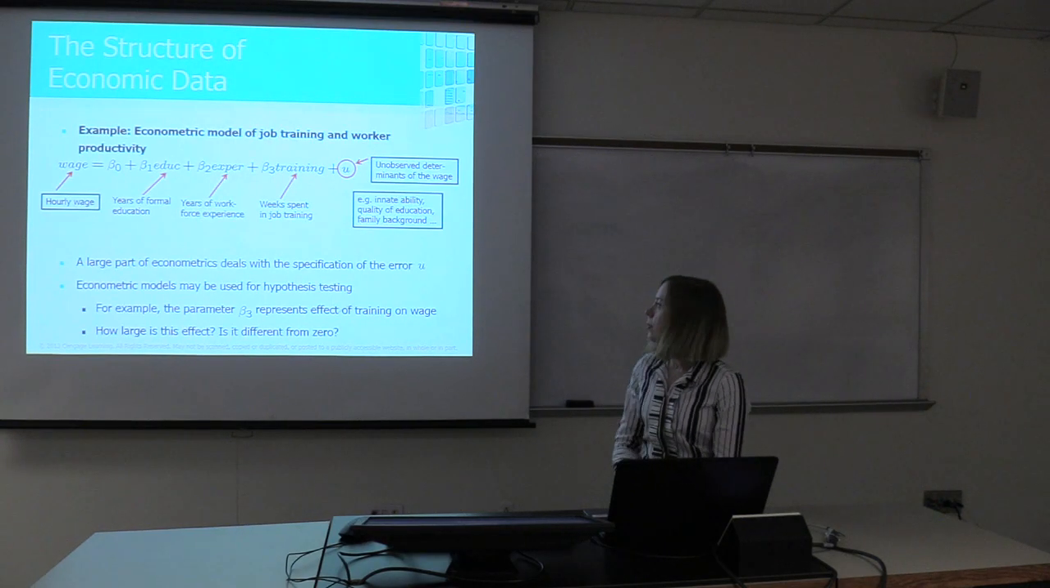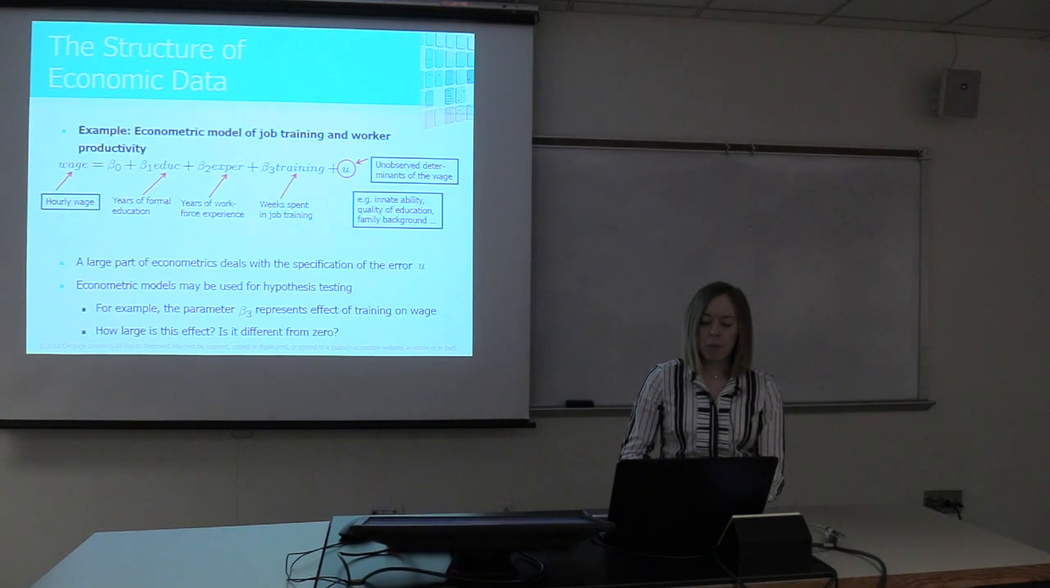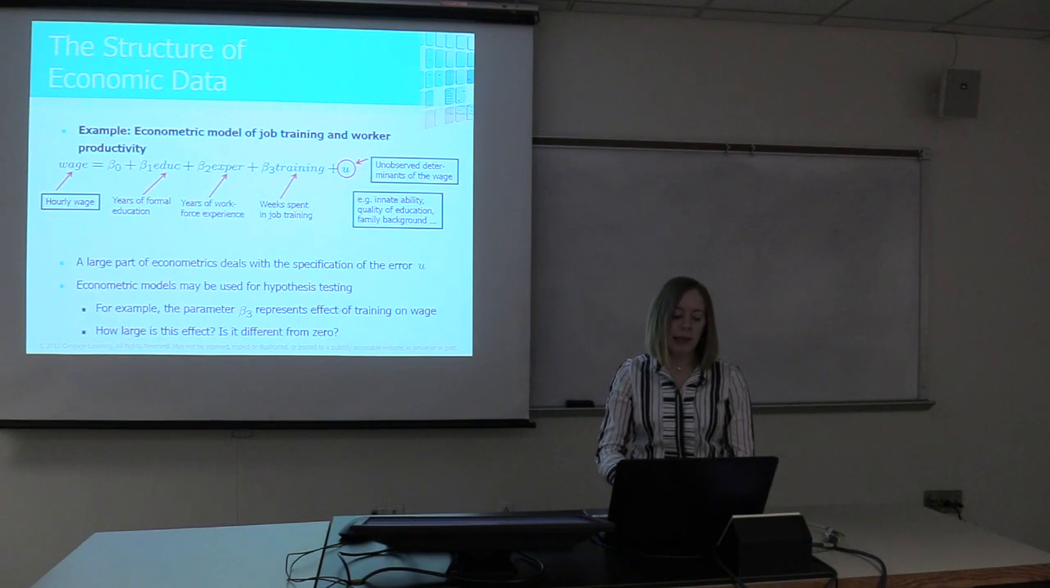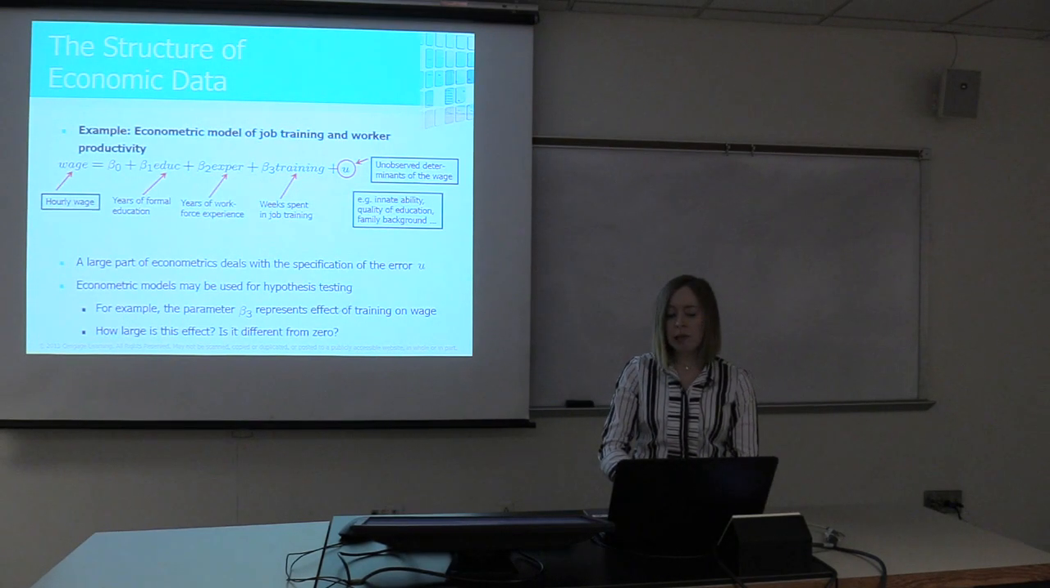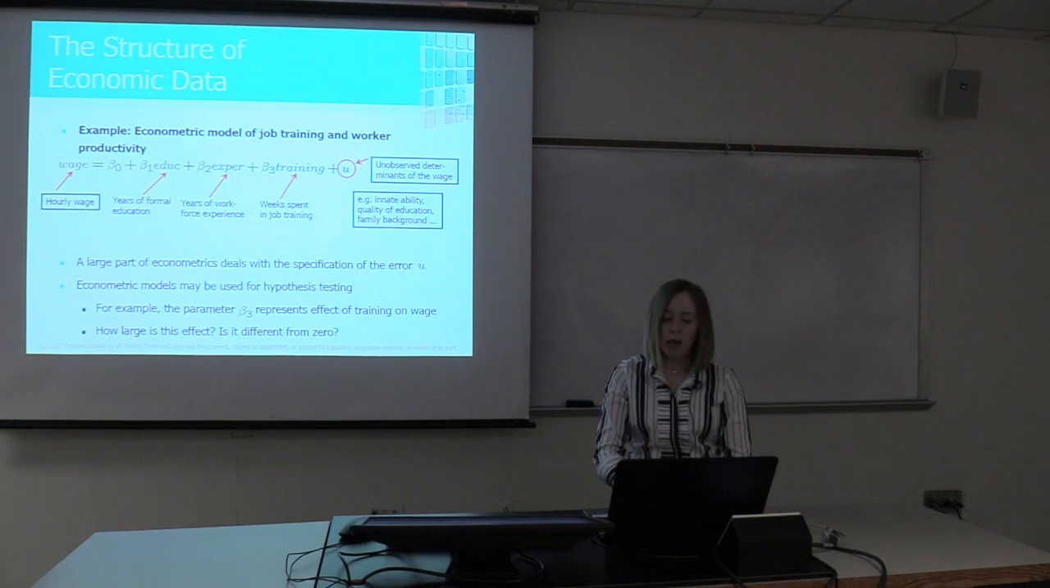All right. You can also use these models for hypothesis testing. So we are very interested in these values, these coefficients: beta naught, beta 1, beta 2, and beta 3. The reason we're interested in them is they tell us how, for example, training is related to wage. And we may even wonder, is training related to wage at all? So then we would be asking, is beta 3 actually 0?